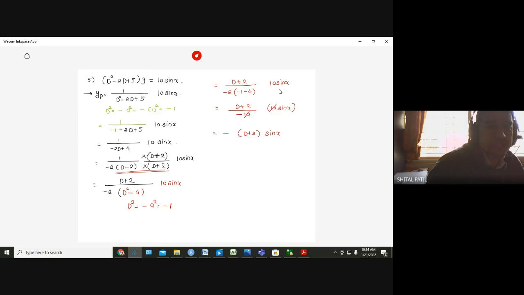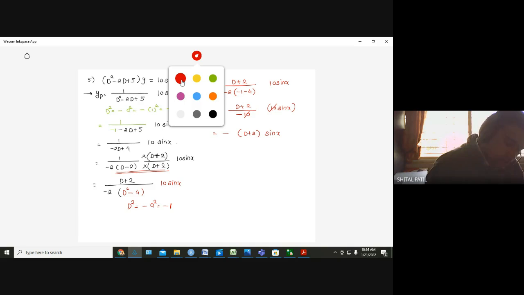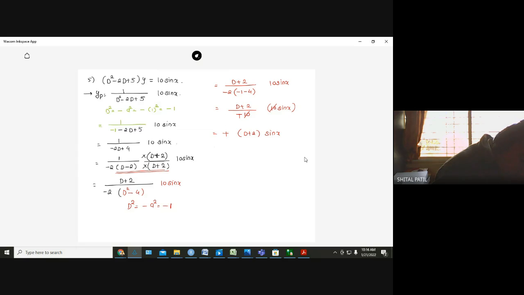Now operate the D plus 2 on sin x. So it is plus 10 here. Yes, this is plus. So D of sin x, and 2 into sin x is just multiplication. But what is D? D by dx, which is the derivative.